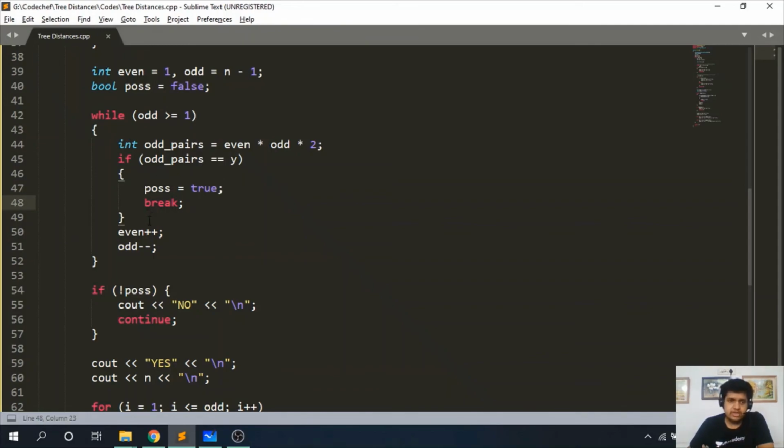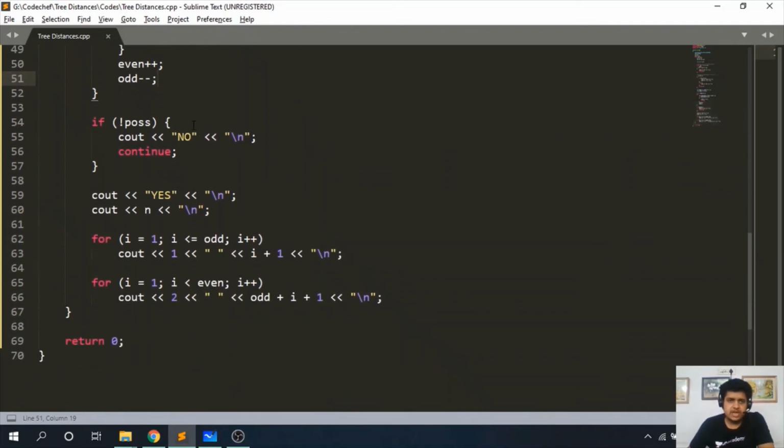If it is not, then we simply increment even and decrement odd. Why are we doing this? We are removing one node from the odd level and putting it into the even level. Finally, we check if our answer is not possible, then we output no. Else, if our answer is possible, then look carefully at what we do. First, we output the number of nodes, that is n. Then we output n minus 1 lines where we output the details of the edges.